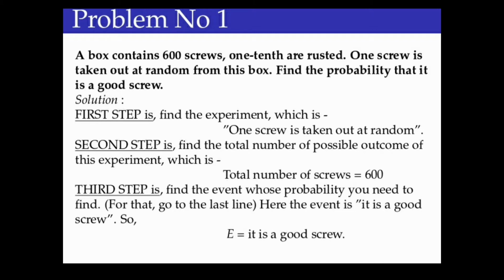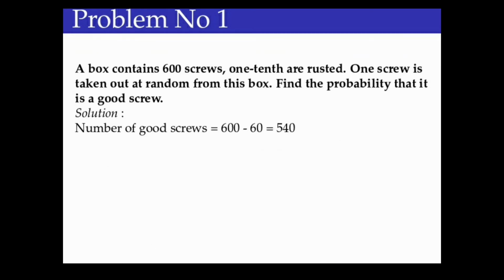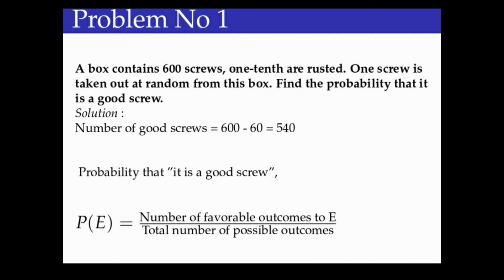Now one more piece of information given in the problem is that 1/10 are rusted. That means the number of rusted screws is 600 by 10, which is 60. So the number of good screws is 600 minus 60, that is 540. Now we all know the formula of probability, which is P equal to this. What is the number of favorable outcomes to this event E? The property is it is a good screw. So the number of favorable outcomes to E has to be equal to the number of good screws, which is 540. So the final answer is 540 by 600.